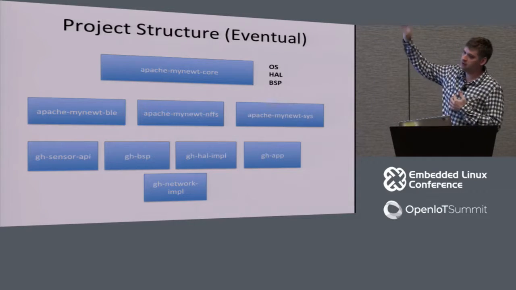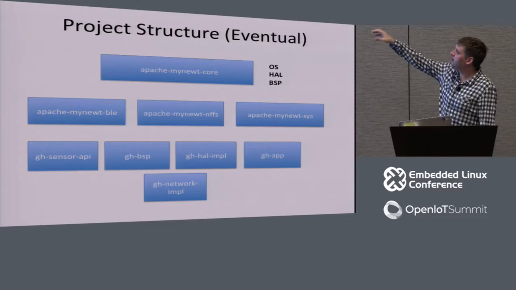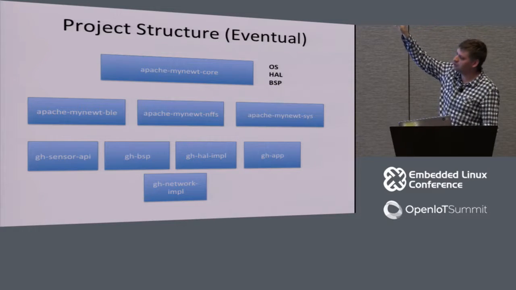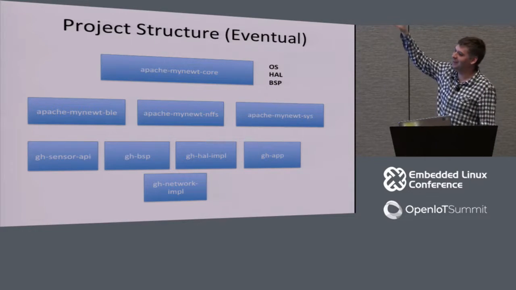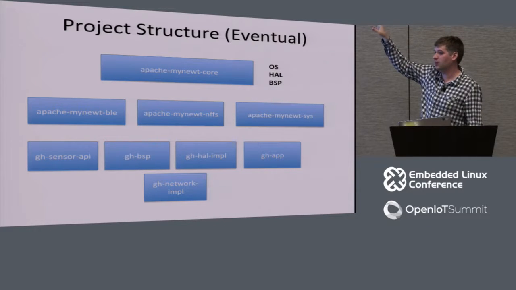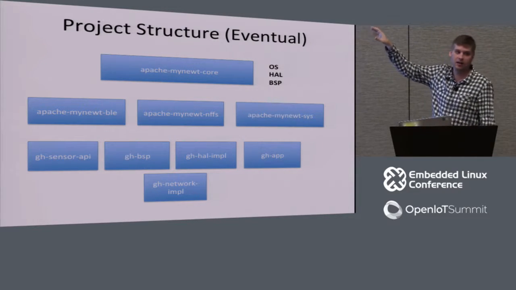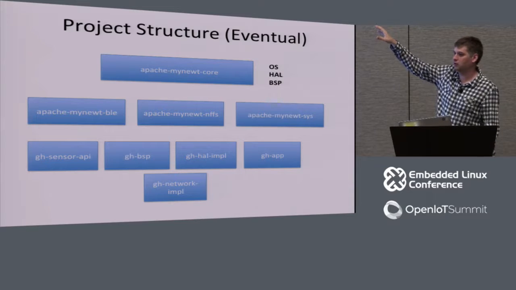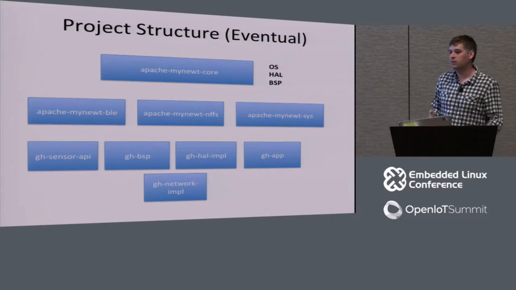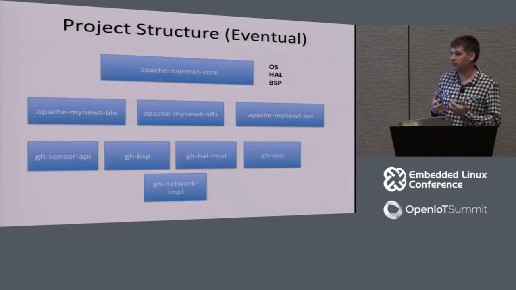So what that allows us to do when we build this system is we have the Apache Mynewt core, which right now is pretty much everything. Eventually, it's just the operating system, the hardware abstraction layer, and the board support packages. And that's all that goes into Apache Mynewt core. And as the way the ASF is run, because it's community-driven open source, there is no concept of a maintainer. So the committers are the maintainers on these projects.